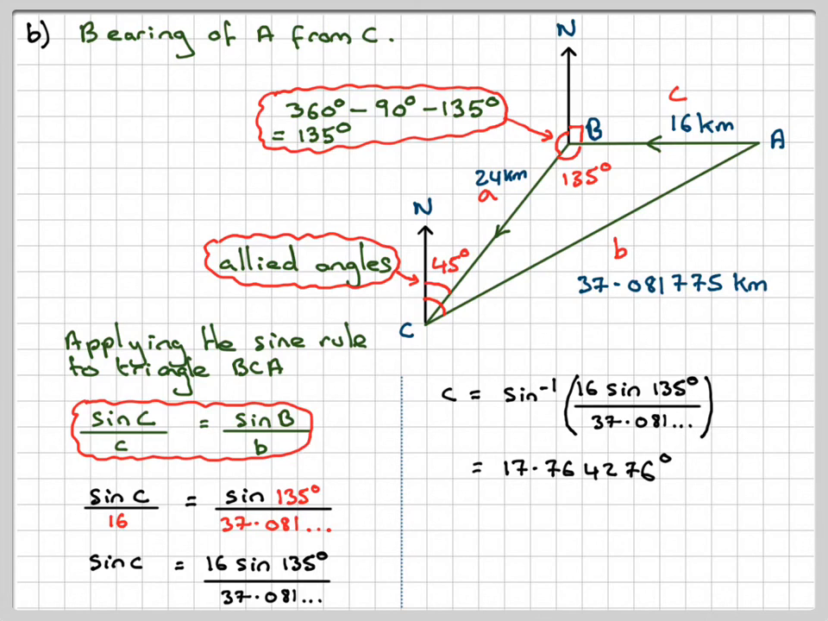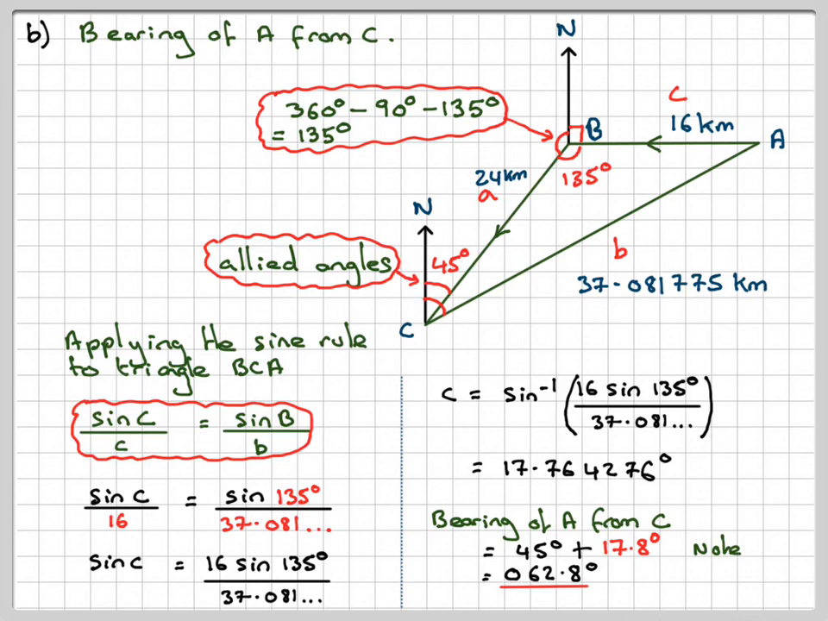Jumping back to this, 17.67476. Now I want the bearing, so I want all of this angle here, so I need to add 45 to that. So the bearing of A from C is going to be 45 degrees plus 17.8, rounding that off to 3 significant figures. That gives me an answer of 62.8. Now bearings are normally measured in 3 figures, so you need to put the 0 in, please, because bearings are written in 3 figures. So the final answer will be 062.8 degrees.